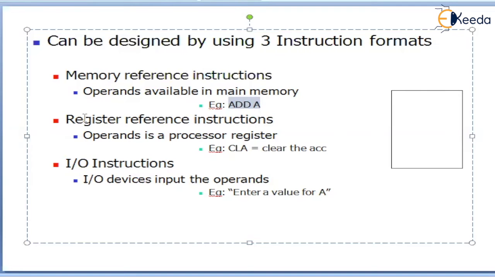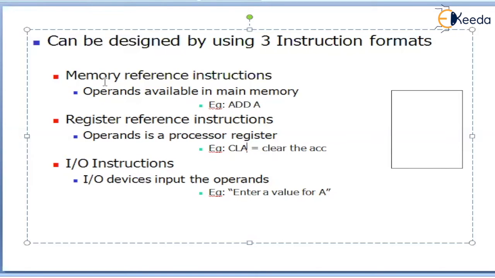For those instructions for which the operands are available in the processor's registers, these instructions are called register reference, such as CLA. For the CLA instruction, I need not go to main memory. I need to go to the accumulator and clear the contents, right? So these instructions come under the category of register reference instructions. When it comes to IO instructions, these instructions get the operands directly from IO devices. So: memory reference, register reference, IO instructions.